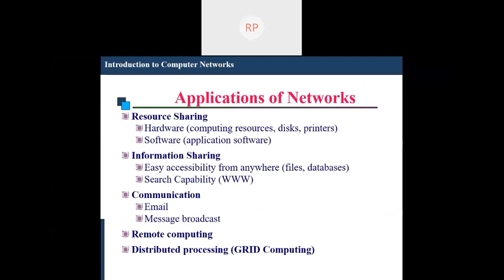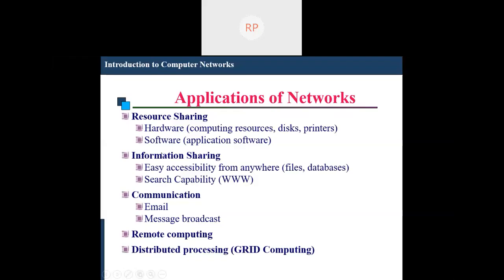Next, you have to discuss some applications of network. I think all are aware of those applications. First application is relevant to resource sharing. Resource sharing means you share the resources. First, hardware, which is computing resources, disk, printer. You can share the printer with the help of networks. In your CSE department there are different locations, different labs: L1, L2, L3, L5, L6. There are only two printers, so you can share those printers with the help of networking and use them remotely.